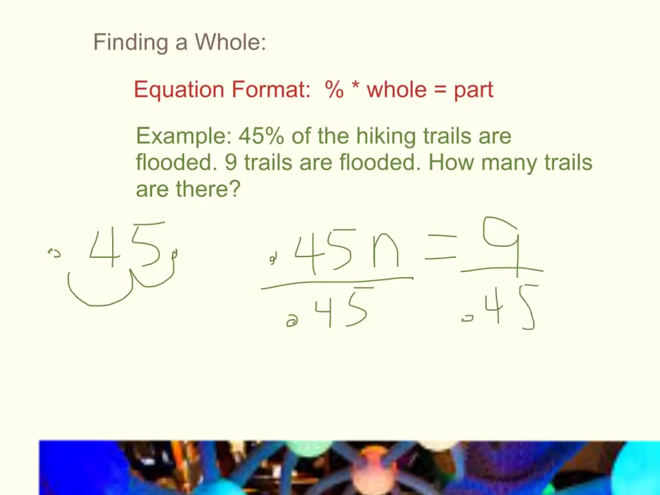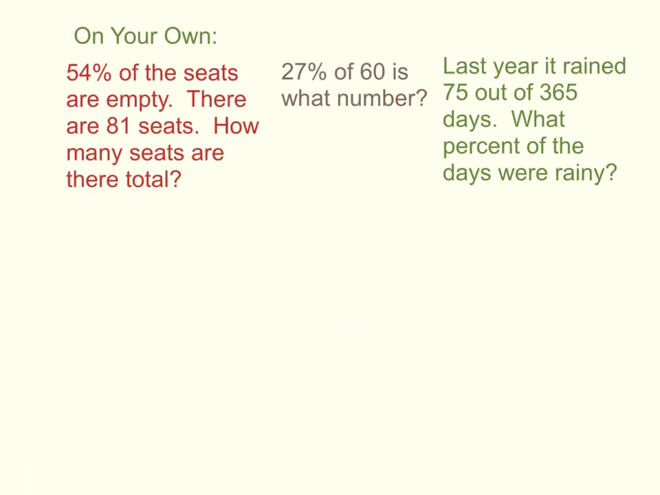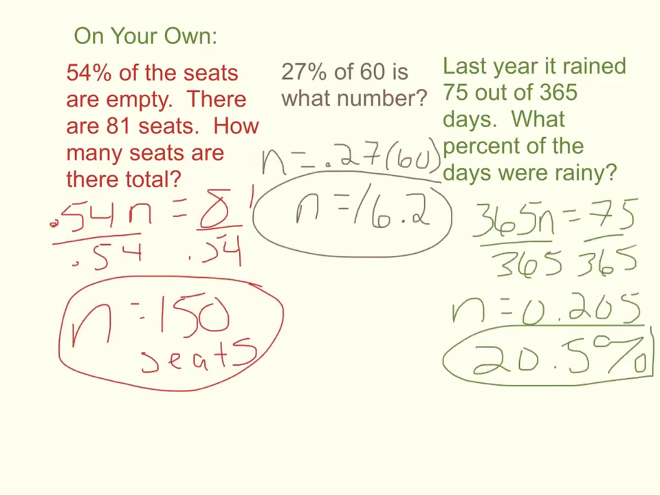When I do so, 9 divided by 45 hundredths is 20. Therefore, there are 20 trails total. Please take a moment to pause this video and record the example in your notes. Again, I would like you to take a moment to pause this video, try these 3 examples on your own. After you have done so, please resume the video and check your work.